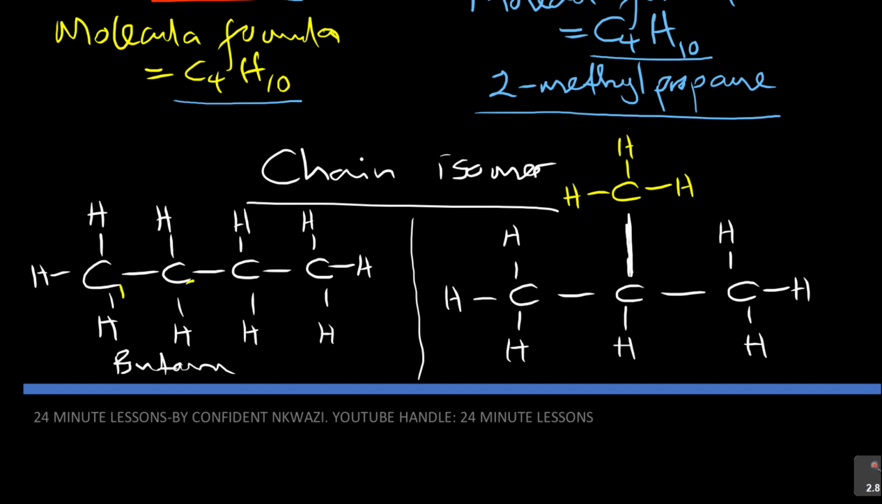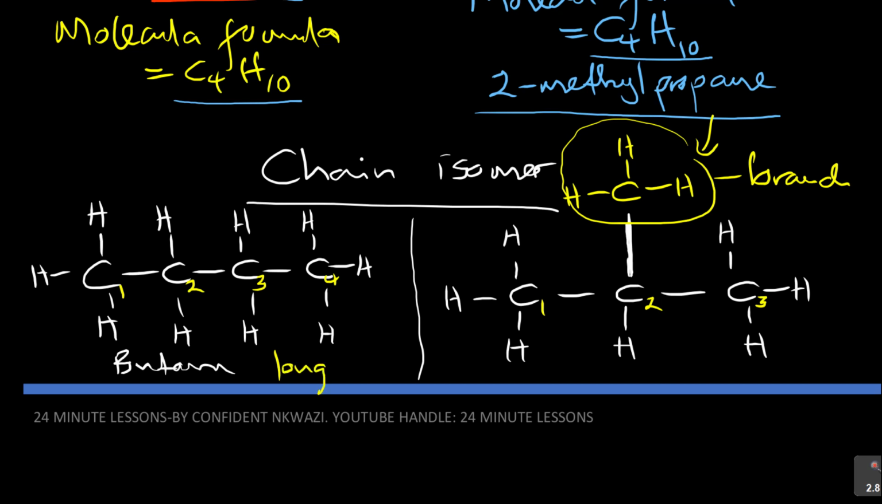If you look at the first one, the longest chain here is 4 carbons: carbon 1, 2, 3, 4. And the 2-methyl propane is carbon 1, 2, 3. But this part, we call it the branch. Are you getting that? So that's why it's called chain. Here the chain is longer, here the chain is shorter.